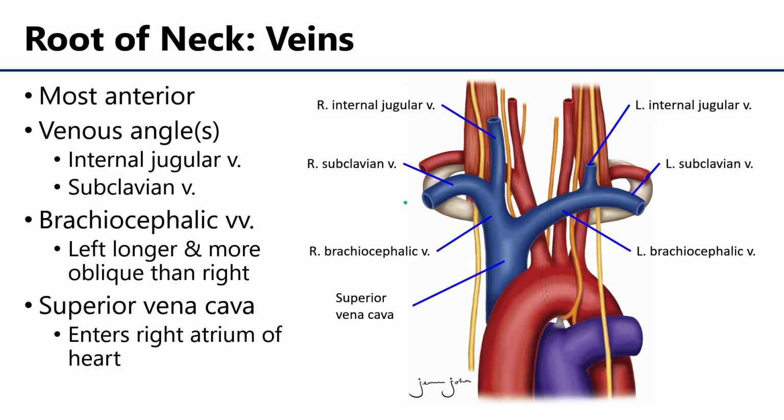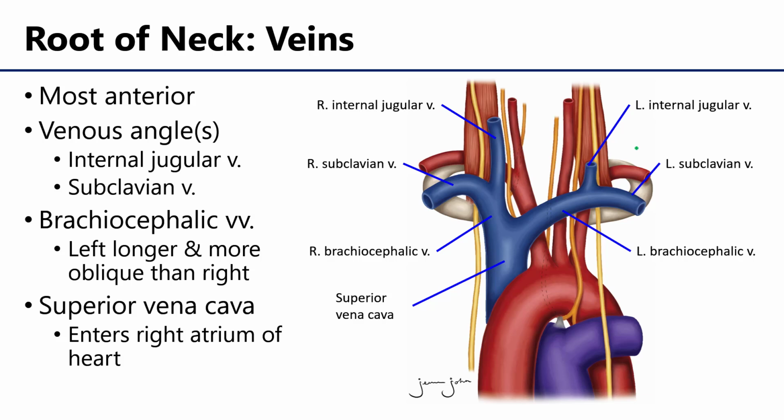So let's take a look at some of these structures in greater detail. So when I think of the root of the neck, I'm really thinking of this area here, but we get to see the communications of various neurovascular elements beyond just the root of the neck, which is very important for our understanding of anatomy. So I'll break this down by veins and nerves and arteries so that we can see how these elements relate to one another.